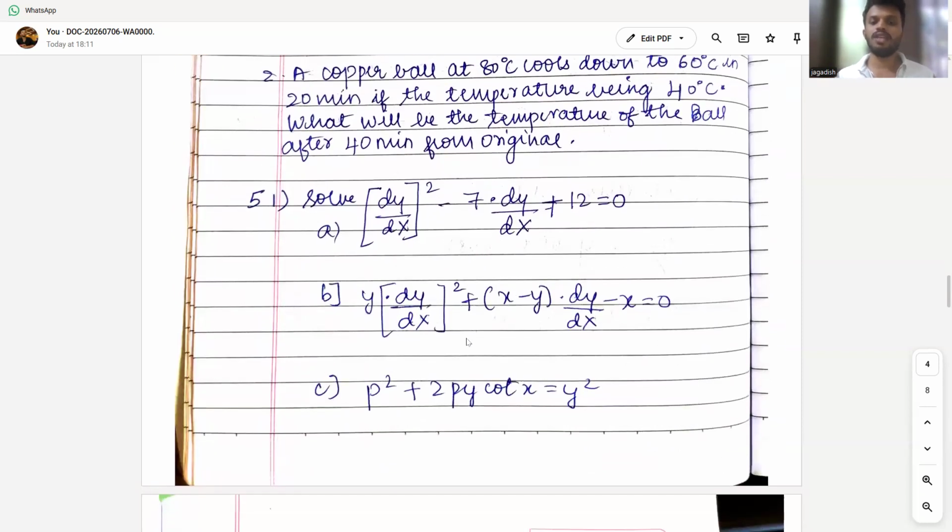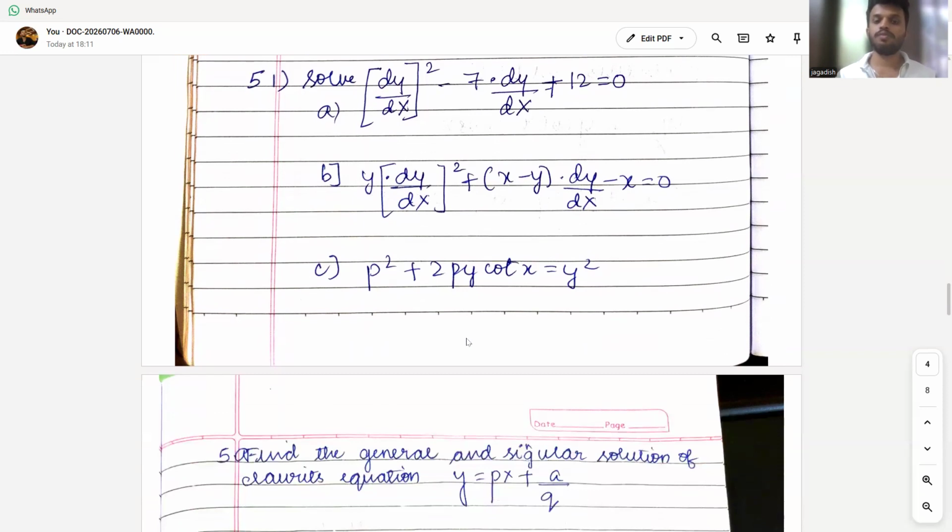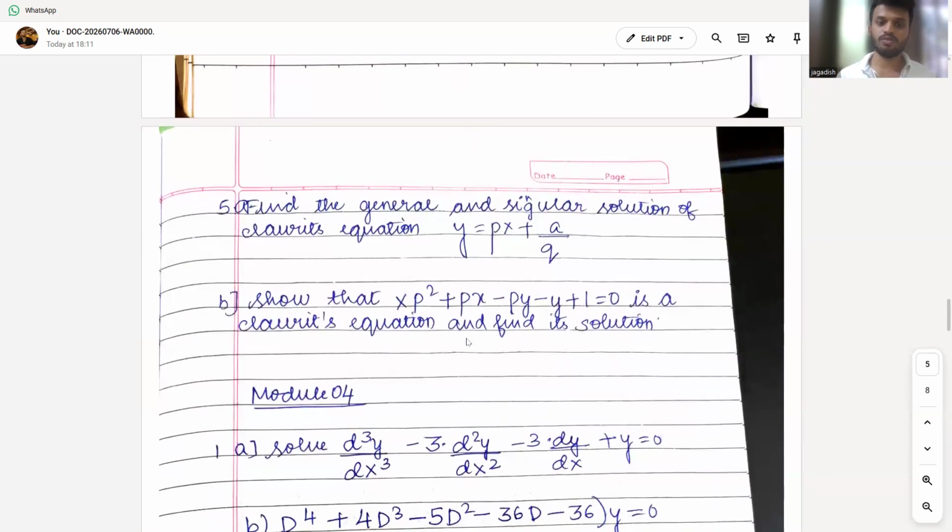So solve (dy by dx) the whole square minus 7 into dy by dx plus 12 is equal to 0. These are the differential equations which you need to solve. Clairaut's equation is very important. Singular solution: you need to find out, they will be giving you some curves, and you need to find out the singular solution. Like this only, they will be giving you equations and you have to solve using Clairaut's formula.